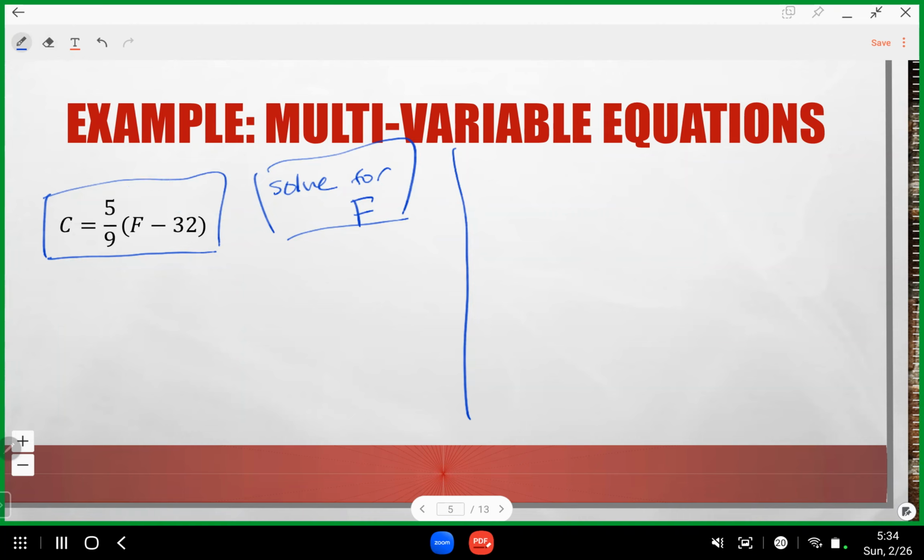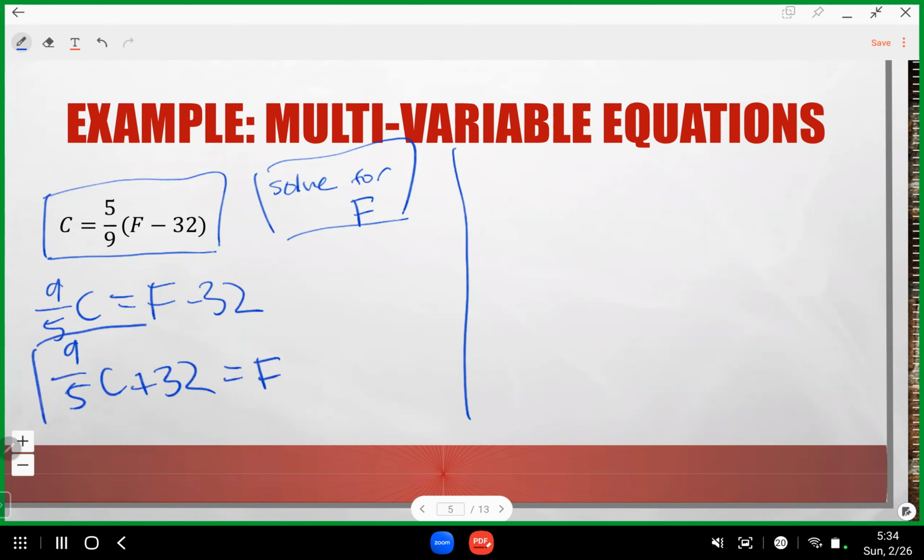So what I advise you to do is multiply both sides by 9/5. When you multiply both sides by 9/5, then the 5/9 is all canceled out. So then you get 9/5c plus 32 is equal to f. And there you have solved it. This is f, right? You don't have to worry about c still being there. Solving for f basically is just isolating f and putting everything else on the other side.